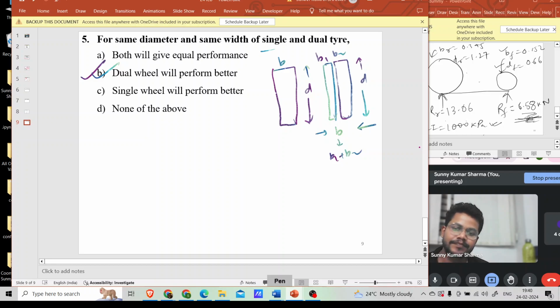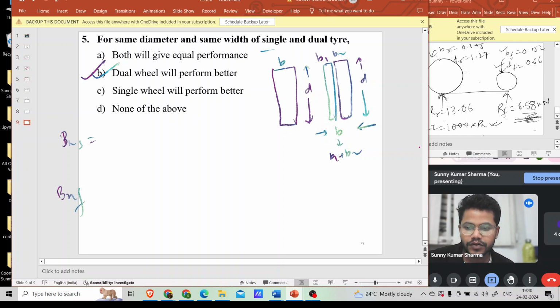Sir, the efficiency decision between a single tire and dual tire can be defined by the mobility number, sir. Mobility number, yes, very correct. You calculate the mobility number for a single tire, and the mobility number for a dual tire, with the same dimensions. The dual tire is more efficient than the single tire. Yes, that is a correct statement.